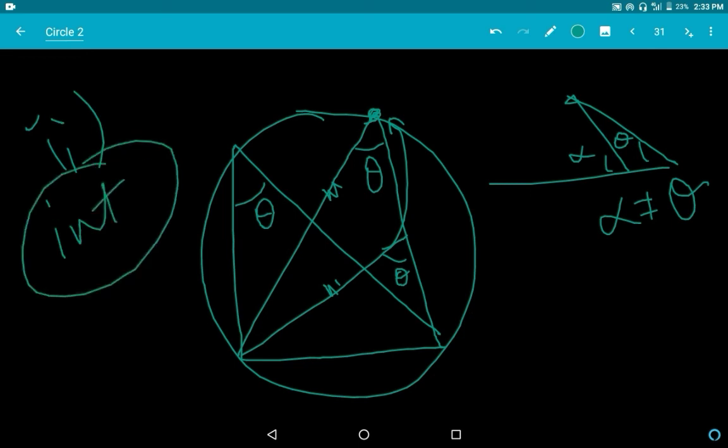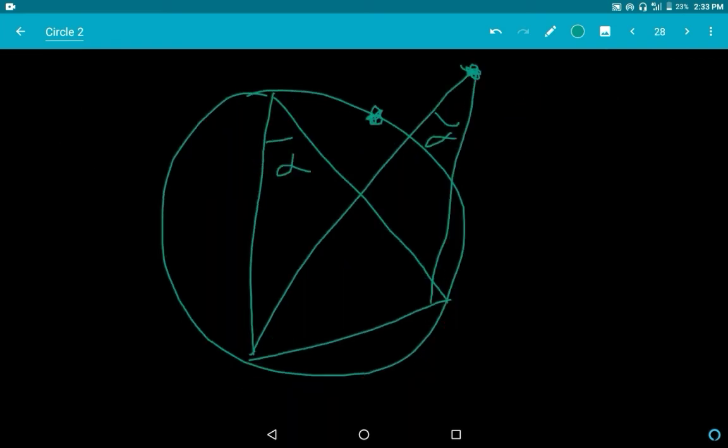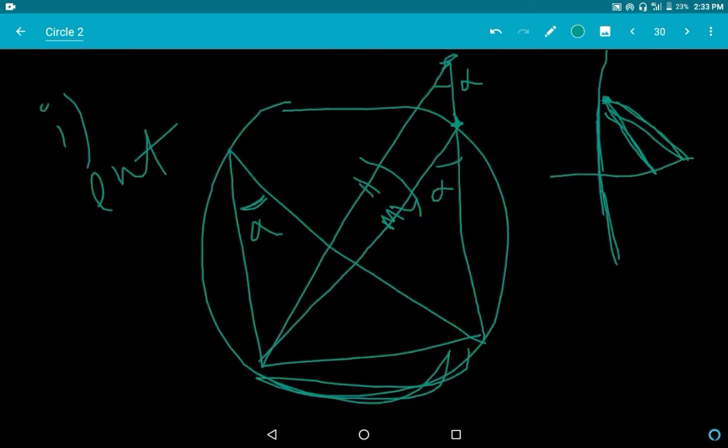Understand, this is a little bit tough to understand, but if you don't understand this proof, no problem, this seldom comes. Okay, so what did we do? Theorem 9 is done, theorem 10 now.